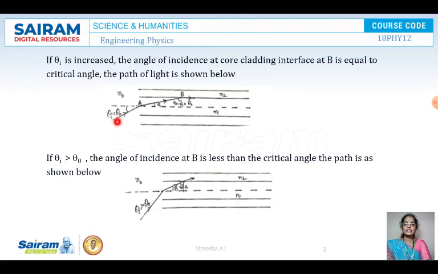So when theta I is equal to theta naught, 90 minus theta becomes equal to the critical angle at point B, for which the angle of refraction is 90 degrees. So this is a critical angle.